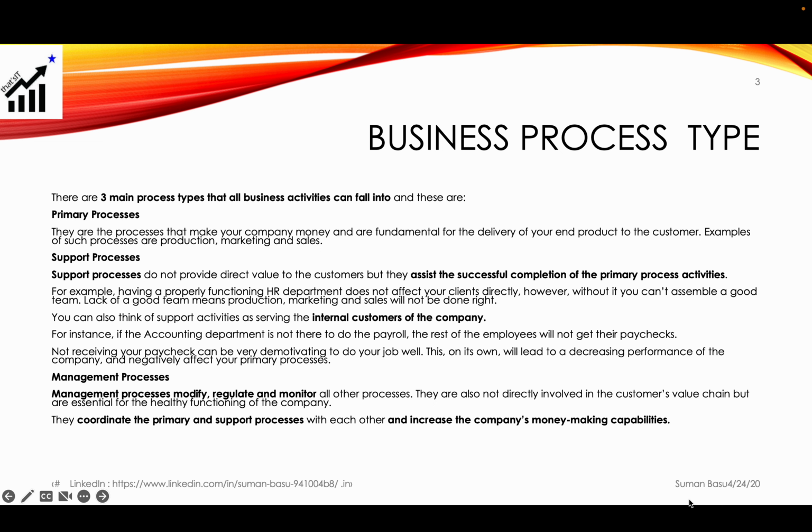Now, primarily, there are three types of business process we can see. There will be some kind of process which will be the primary process. The primary process is the process which will be used for the fundamental delivery of your product. That is, it will serve the customer, and it will make the money out of it. So that is the primary process.